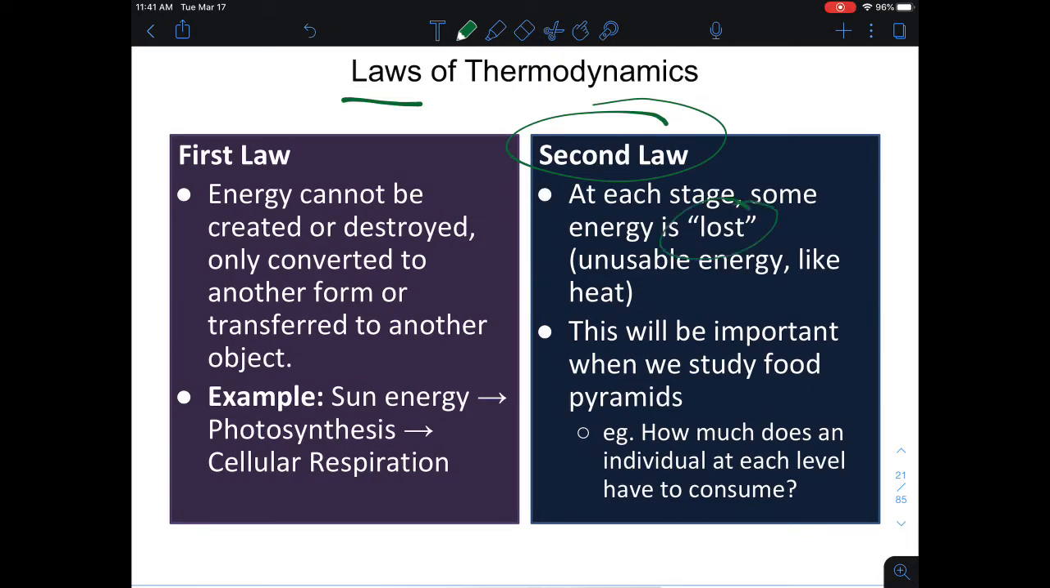The word lost here is maybe misleading. The energy doesn't disappear. It just changes form to something unusable by us or unusable by any other life form, which could be heat. Most commonly it is heat. Big quantities of heat, if things are very hot or very cold, those are usable. But if things are just very slightly warmer than another, then that difference in heat is not going to be enough to power any processes.